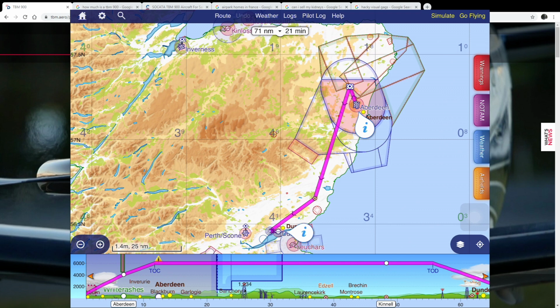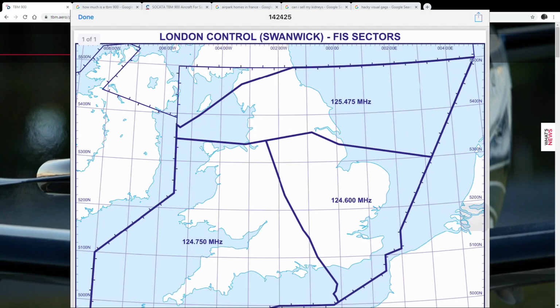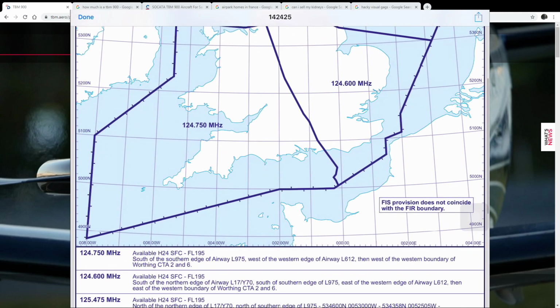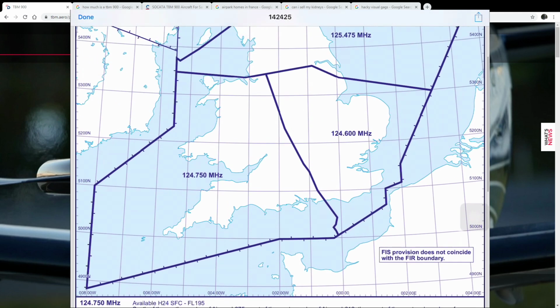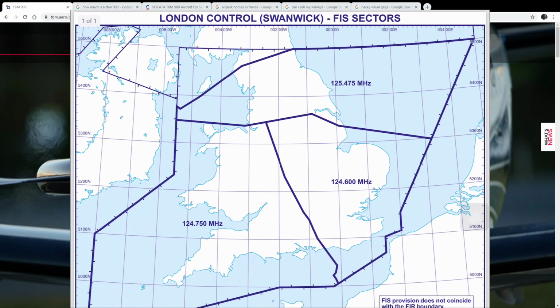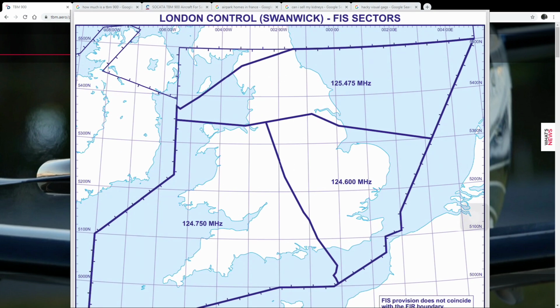We can see that if we look at the official documentation. So here's London Control with the Flight Information Service. There's 3 frequencies there, and these frequencies only deal with outside controlled airspace. Okay? They provide flight information, things like altimeter settings. They can help negotiate entry into controlled airspace, but they will not give you a control service. They'll hand you over to a controller to do that. These are information controls only.